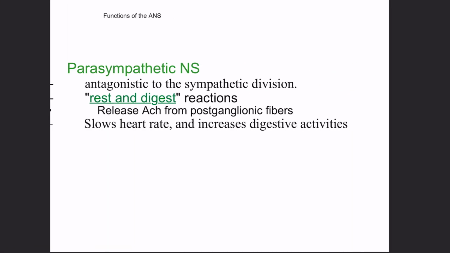The parasympathetic division is going to do the opposite of that, and it releases acetylcholine from postganglionic neurons. Acetylcholine, we've talked about that one before. And so it is largely antagonistic to the sympathetic division, which means it's going to do the opposite of what the sympathetic division does. Rather than increasing the heart rate, it will slow it, and it will activate our digestive activities and our urinary activities.